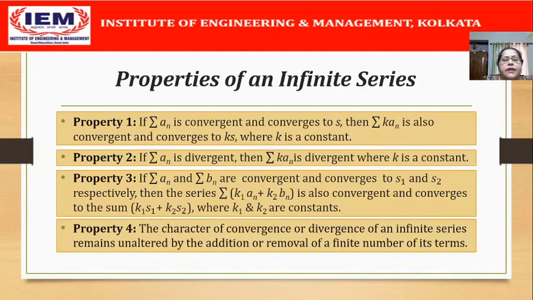And the last property in this line states that the character of convergence or divergence of an infinite series remains unaltered by the addition or removal of a finite number of its terms. So what does this mean? This means that if your series is convergent, then if we add a finite number of terms to it, or if we remove a finite number of terms, still the series remains convergent. On the other hand, if your original series is divergent, then also adding or removal of a finite number of terms does not affect its character. It still remains divergent.